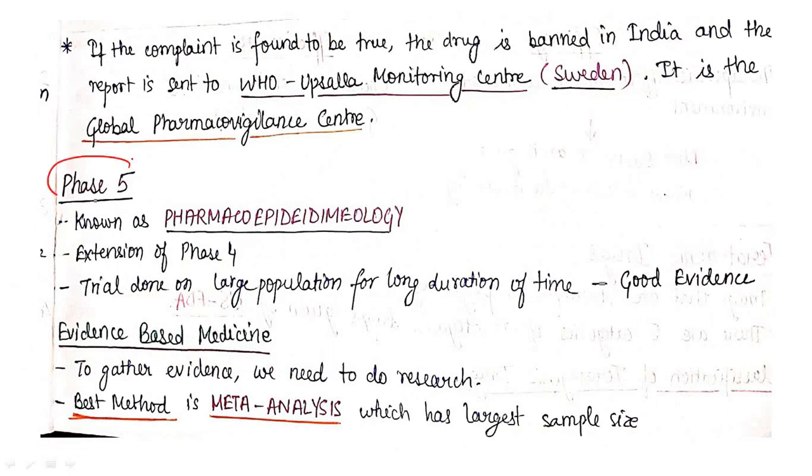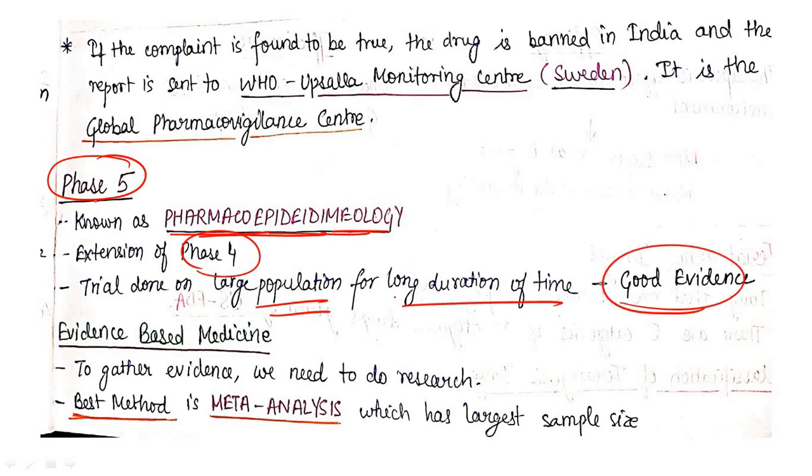Now coming to phase 5. Phase 5 is also known as pharmacoepidemiology. This is basically an extension of phase 4. Here the trial is done on a large population for a long duration of time. And why are we doing it? For getting good evidence, because we have taken a long duration of time in a large population, so we will get good evidence of this.